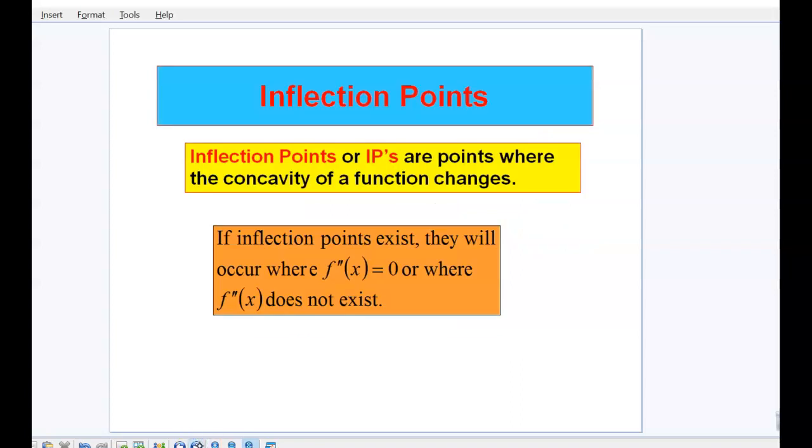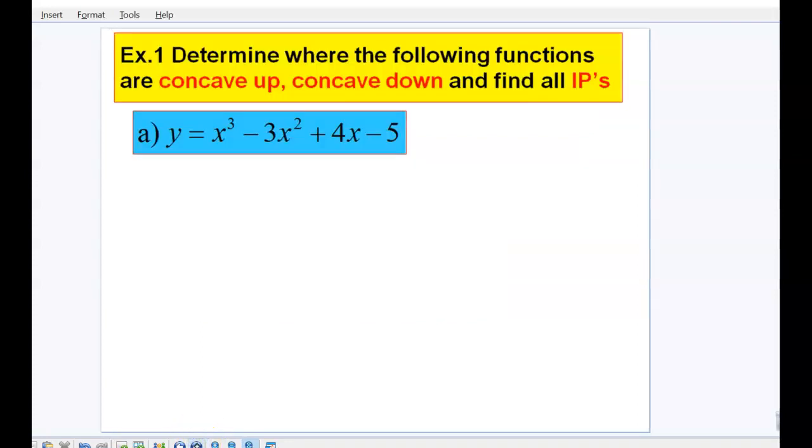Inflection points are points where the concavity changes, and inflection points occur where the second derivative is 0 or the second derivative does not exist. So very similar to the first derivative with increase and decrease, but now we're just dealing with the second derivative. In this example, we want to determine where the following functions are concave up, concave down, and find all inflection points. So as soon as you see concavity, we are thinking second derivative.